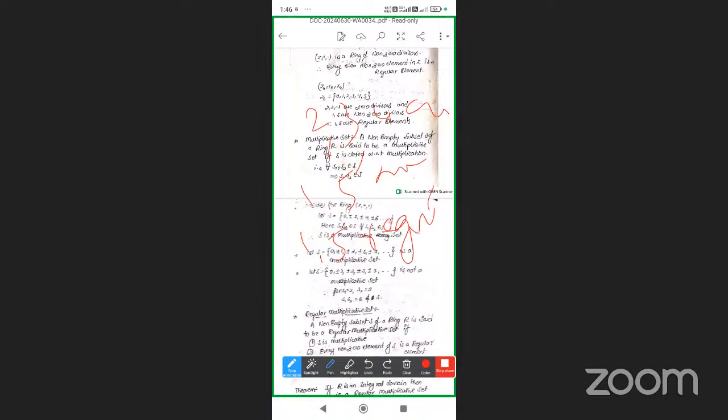Next example is Z6, addition modulo 6 and multiplication modulo 6. Z6 is equal to 0, 1, 2, 3, 4, 5. Here 2, 3, 4 are zero divisors, and 1, 5 are regular, non-zero divisors. 1, 5 are regular elements. 2, 3, 4 have GCD with 6 not equal to 1, so 2, 3, 4 are zero divisors.